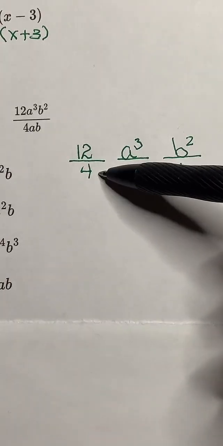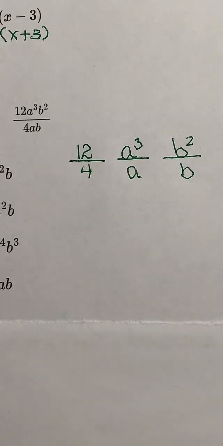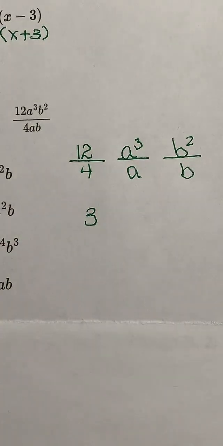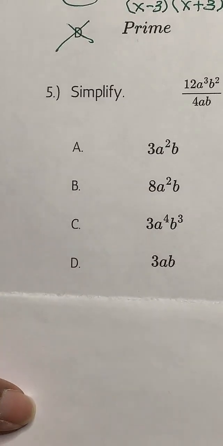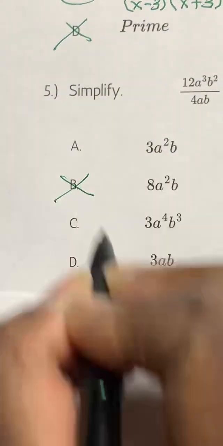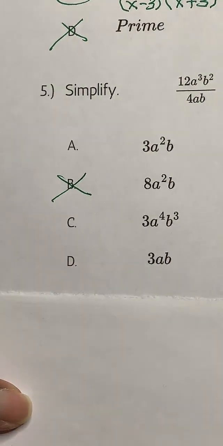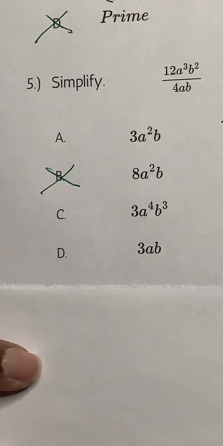So now 12 divided by 4, I can do that. 12 divided by 4 will give me 3. So knowing that I get a whole number of 3, right away B is out, because A, C, and D all have a 3 involved.